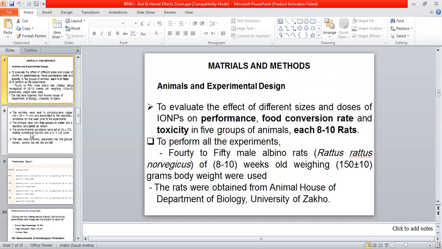With respect to the materials and methods, to evaluate the effect of different sizes and doses of iron oxide nanoparticles on performance, food conversion rate, and toxicity, 5 groups of animals were used, each consisting of 8 to 10 rats. To perform the whole experiment, 40 to 50 male albino rats, 8 to 10 weeks old and weighing 150 plus or minus 10 grams body weight, were prepared. The rats were obtained from the animal house at the Department of Biology, University of Zakho.